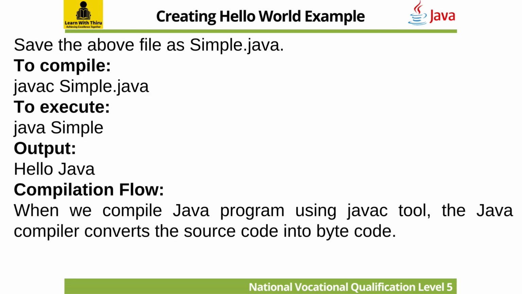Creating Hello World example. Save the above file as Simple.java. To compile: javac Simple.java. To execute: java Simple. Output: Hello Java. Compilation flow. When we compile a Java program using the javac tool, the Java compiler converts the source code into bytecode.